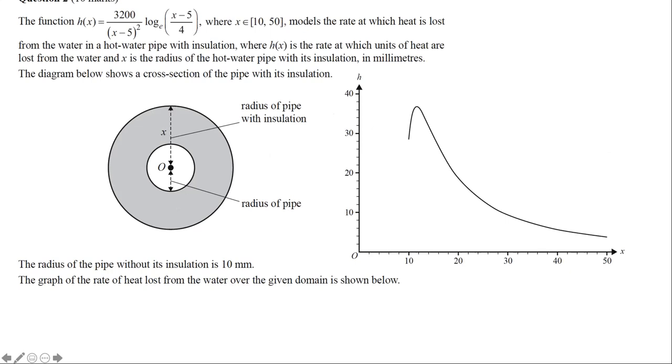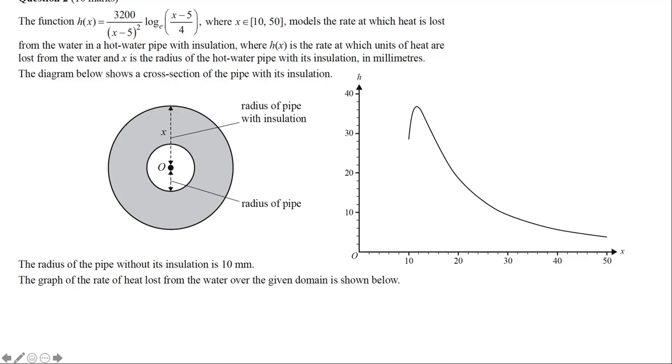Question 2, the function h is a product of a truncus and a logarithmic function. The domain is 10 to 50. Notice the little phrase here. Normally, if we see the phrase the rate, it means the derivative of something, but h here is the rate itself. So in this question, our y value means the rate at which the heat is lost from water.